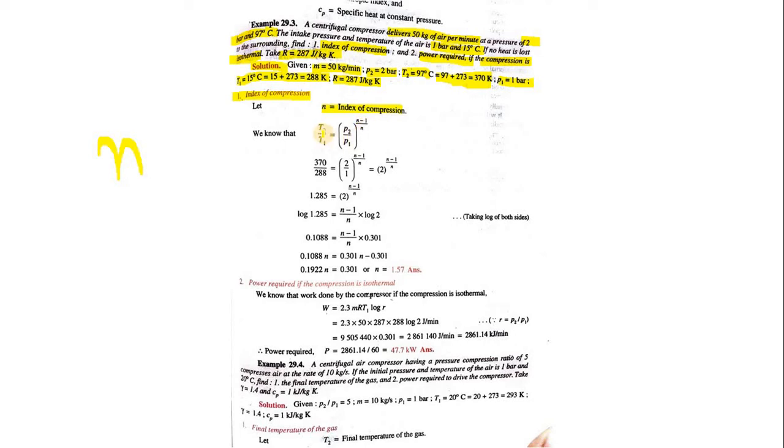Now I just put all values in that standard formula. The value of T2 given in the numerical is around 370. Similarly, 288 is T1. P2 and P1 are given in the problem, so P2 by P1 is nothing but the value of R. R stands for compression ratio. The exponent (n minus 1) upon n stays as it is. So 2 upon 1 means 2, simply raised to (n minus 1) upon n.